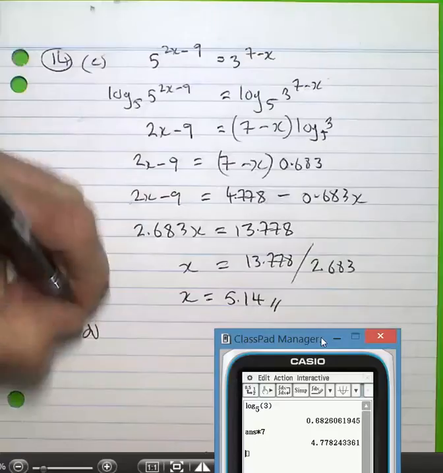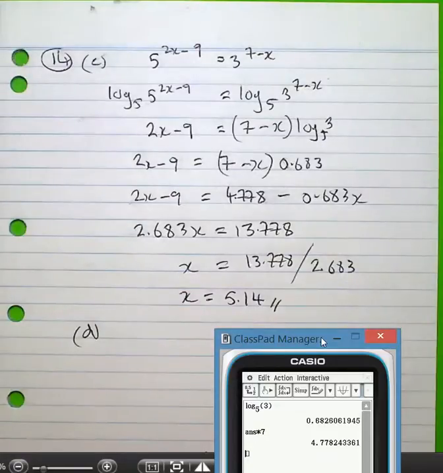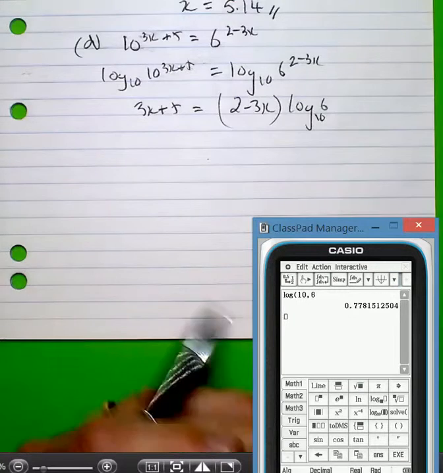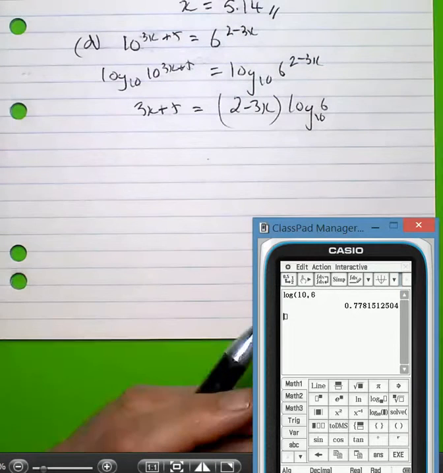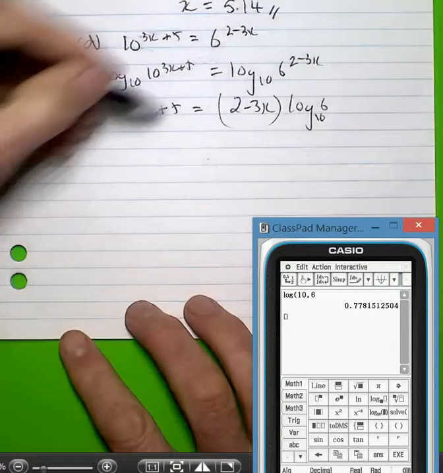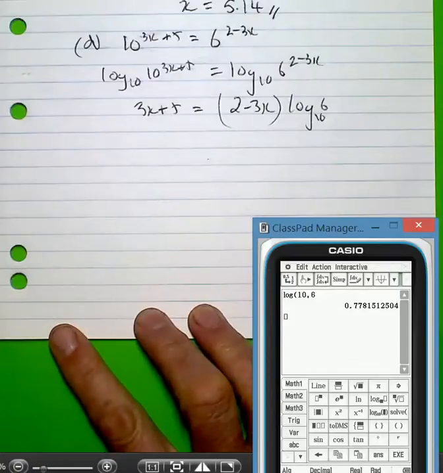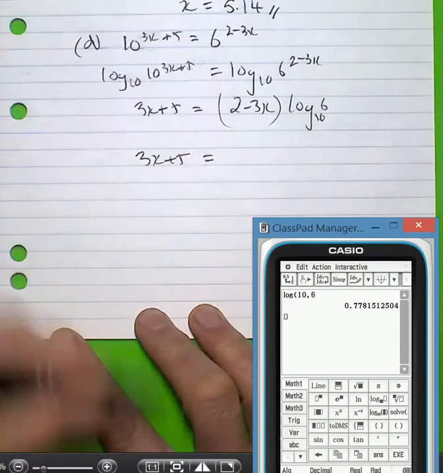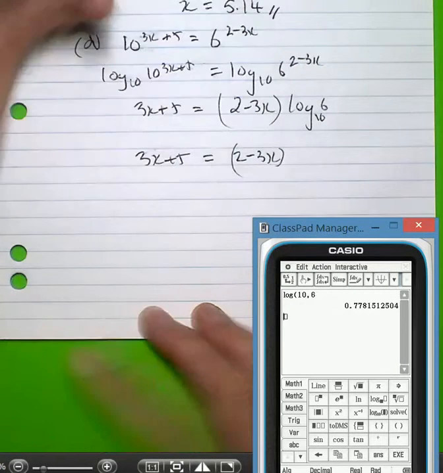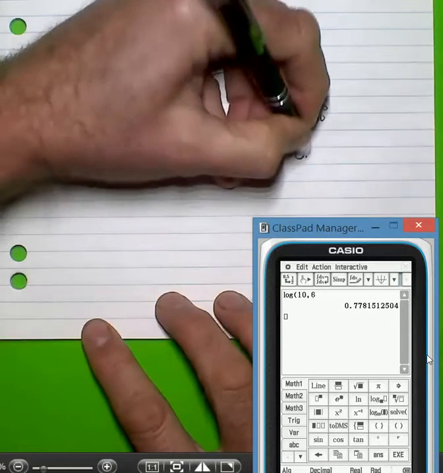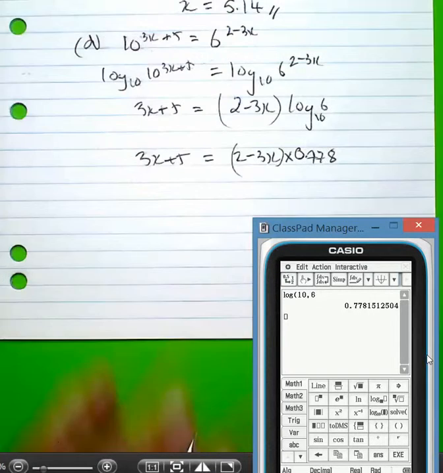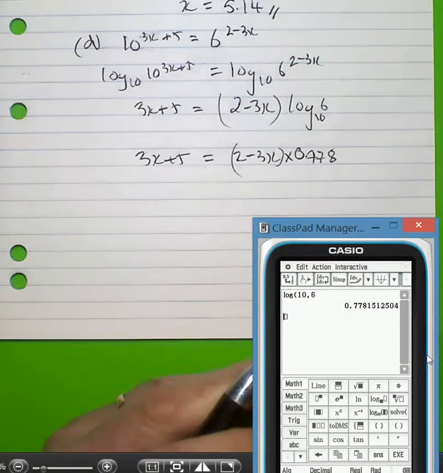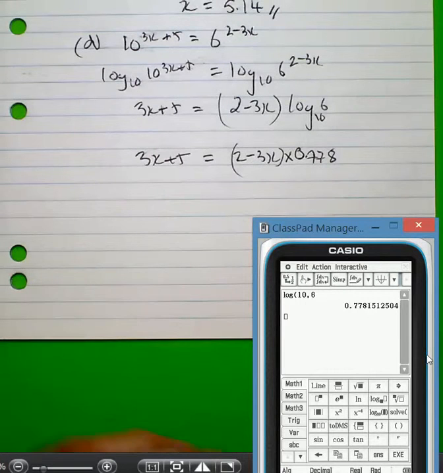Now I'll work through D in a moment, but you can see the processes, 2 decimal places. You do need to show your calculator workings as you go. Now I've done D. In D I've taken log 10 to both sides, so I'm left with 3x plus 5 is equal to 2 minus 3x lots of log 6 to the base 10. So on the left-hand side, 3x plus 5, 2 minus 3x, and when I found the log, 0.778. Rule of thumb, carry through at least one more decimal place or point of significance than you require.